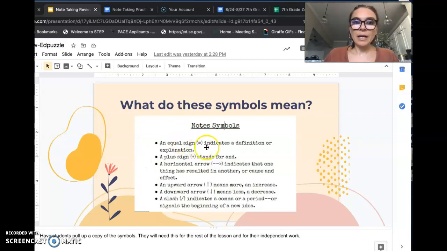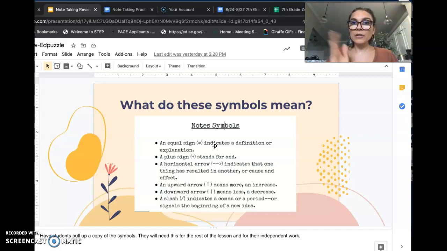An equal sign means a definition or explanation. A plus sign stands for and. A horizontal arrow means that it's cause and effect, so one thing resulted in another. An upward arrow means that it's more or an increase. A downward arrow means that it's less or a decrease.